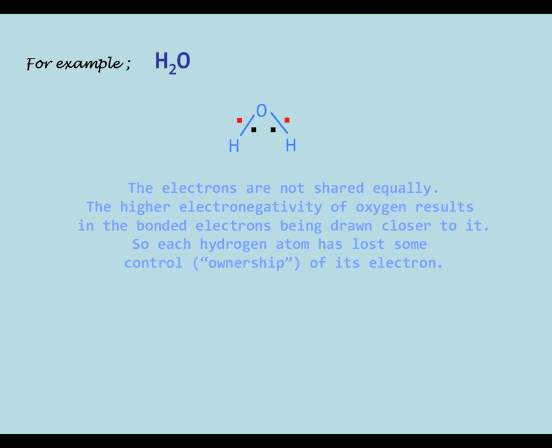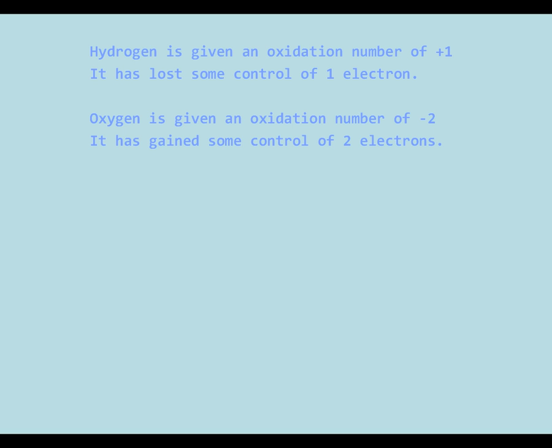So in other words, each hydrogen atom has lost some control, or as I would describe, ownership of its electrons. The molecule resembles this one shown at the bottom of the page, where the electrons are actually closer to the oxygen. So this means that hydrogen is given an oxidation number of +1, and that's because it's lost some control of one of its electrons. Its one and only electron, the electron that's moved towards the oxygen because of oxygen's higher electronegativity.